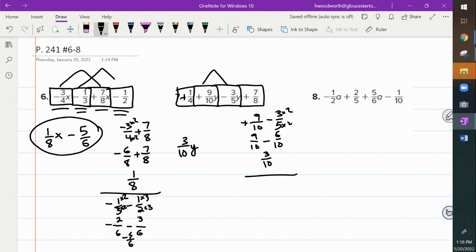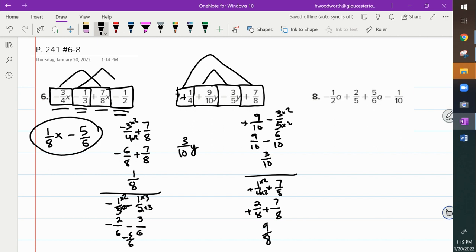And then my next one, I'm going to do these guys. I have positive 1/4 plus 7/8. Got to get my common denominators, times 2 times 2. So that's 2 and 7. They're both additions. So that gives me 9/8.